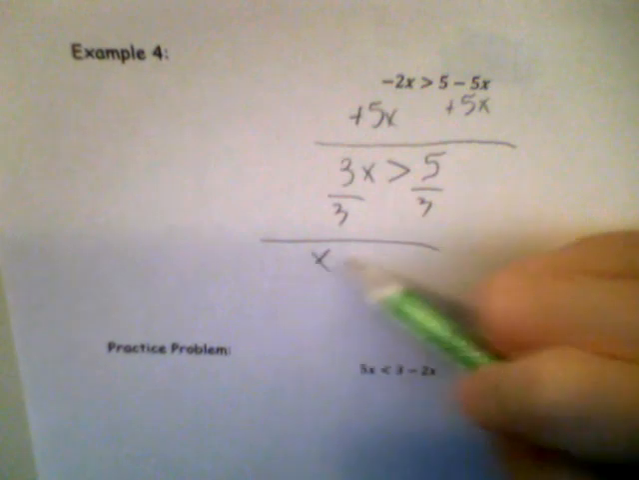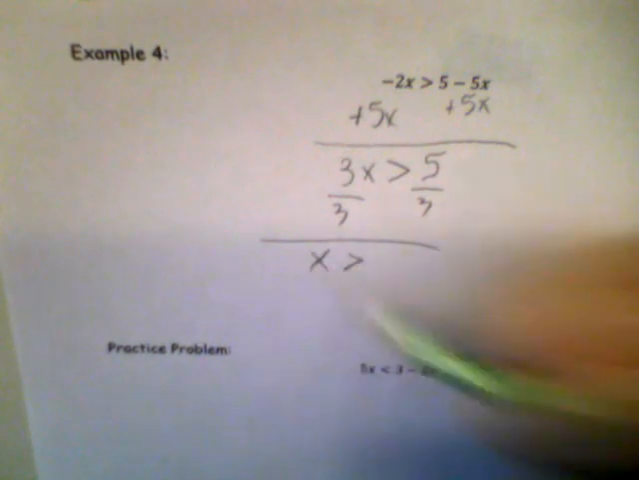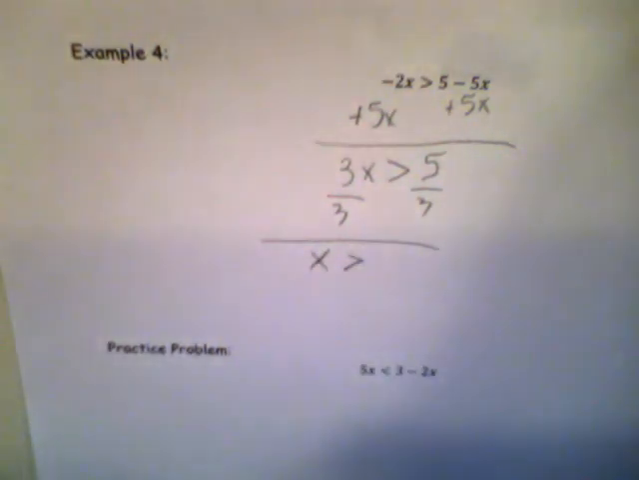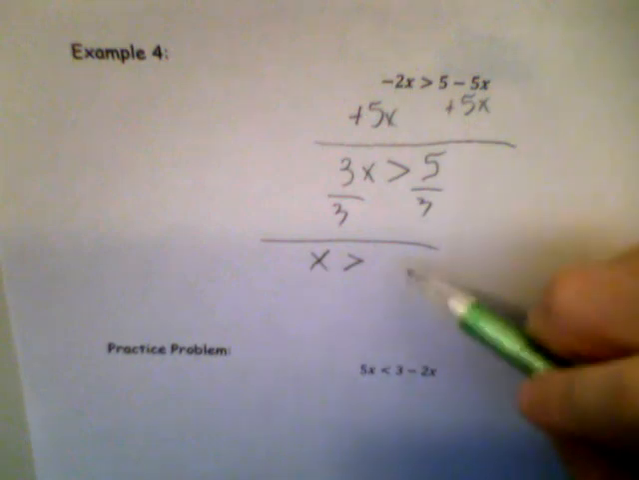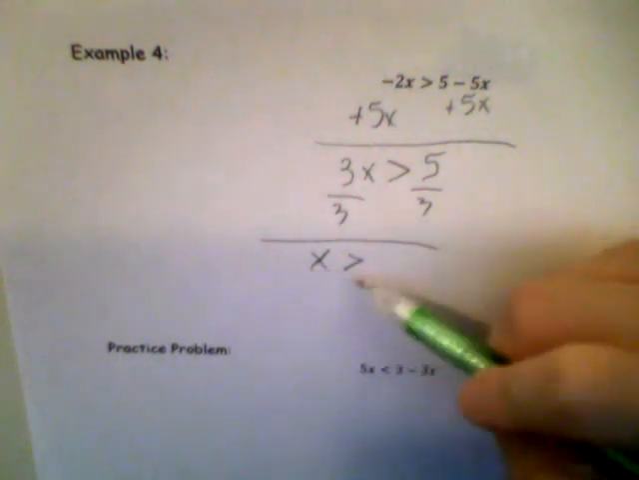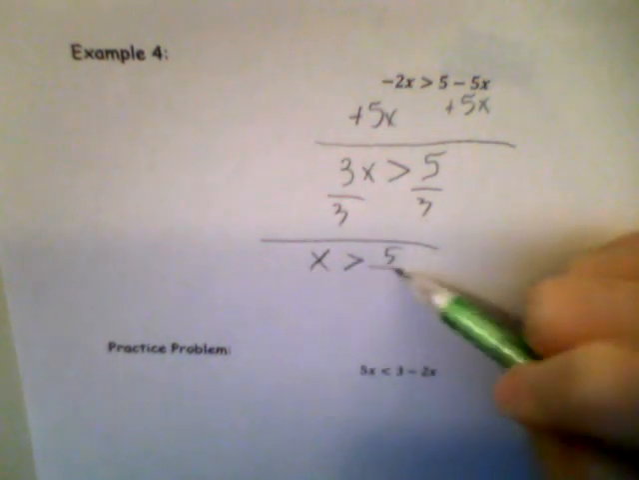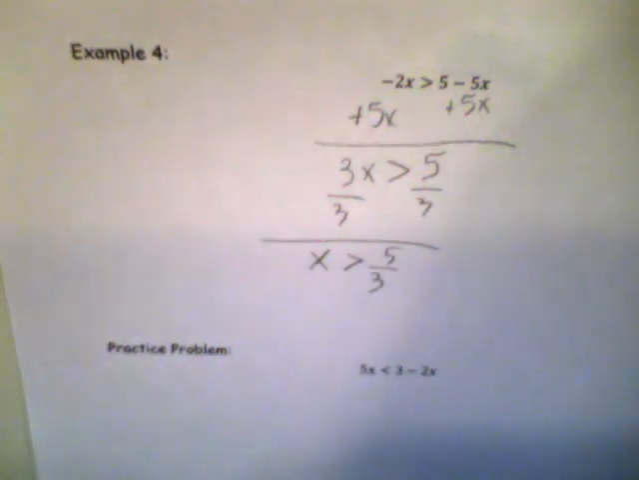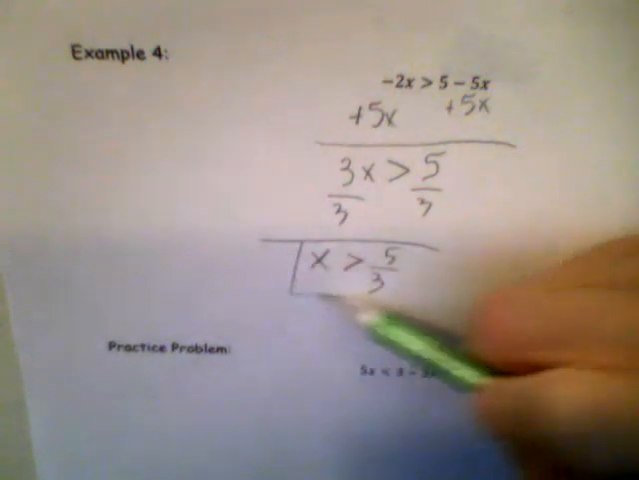I'm going to get x is greater than, now remember, you can just leave it as a fraction. You don't have to convert it to a decimal. So 5/3 doesn't reduce any, so I can just leave it as x is greater than 5 over 3, or 5/3. And that would be my final answer.